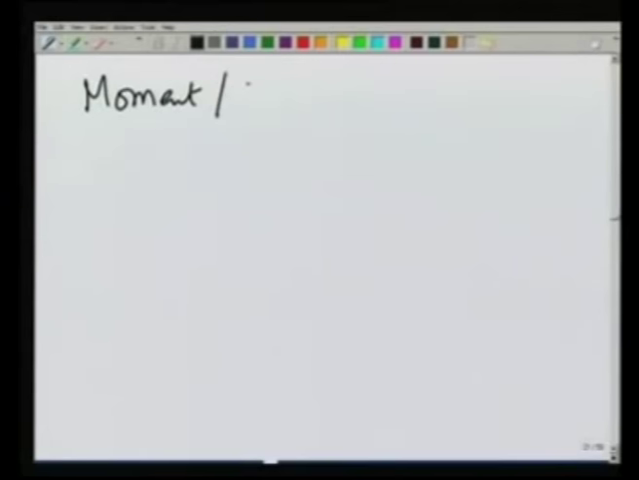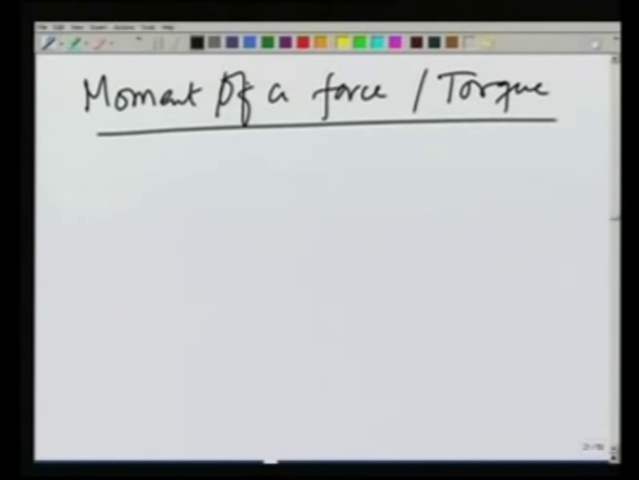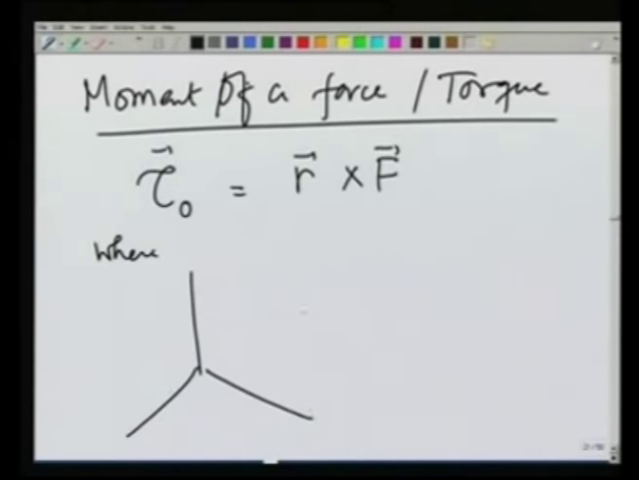As indicated earlier, the moment of a force or torque is given by R cross F, where R is a vector from the origin to any point on the line of action of the force.